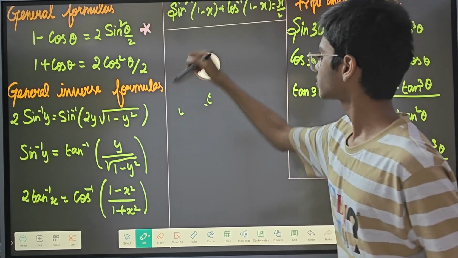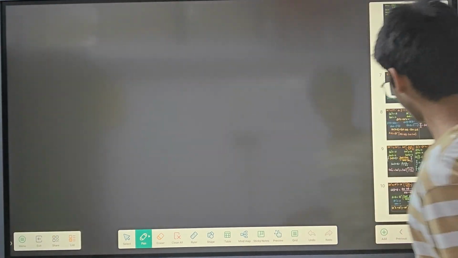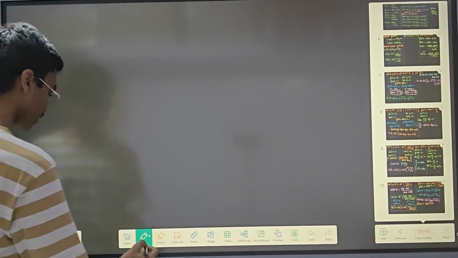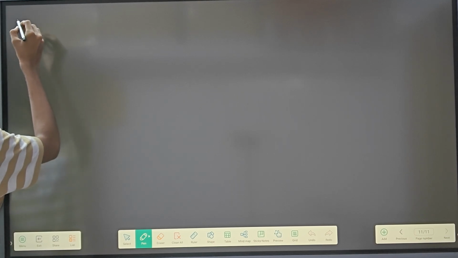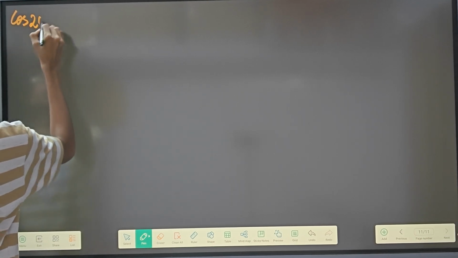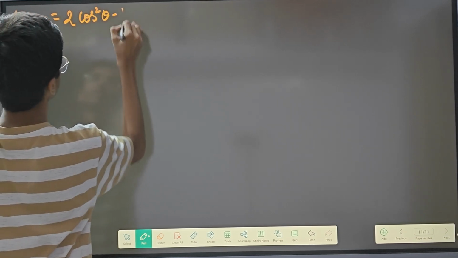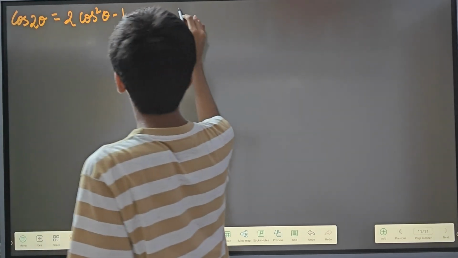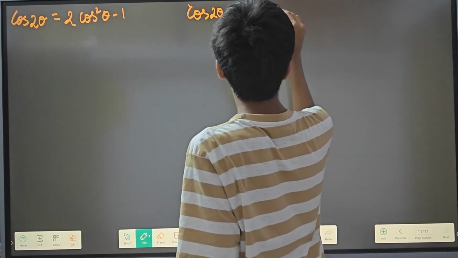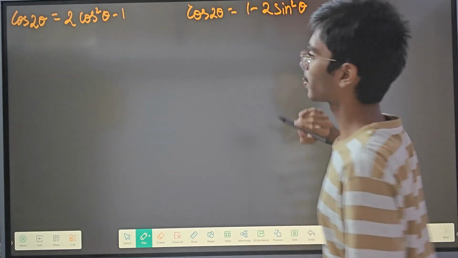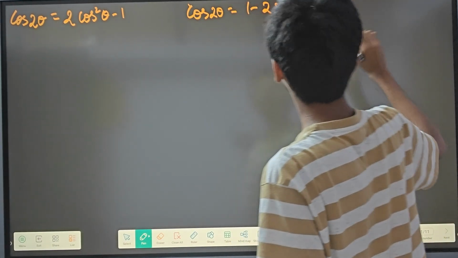Now we are going to complete all the formulas. That is, cos 2 theta in terms of cos will be 2 cos square theta minus 1. Then in terms of sin, cos 2 theta is equal to 1 minus 2 sin square theta. Then in terms of tan, sin 2 theta.